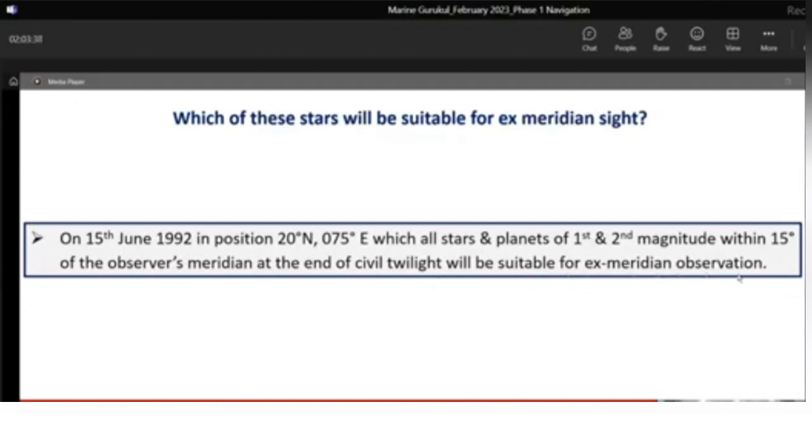Now, beta, tell me one thing. To find whether a star is suitable for ex-meridian or not, what do we need to find out? What do we need to find out?